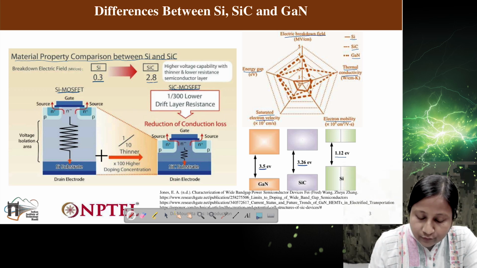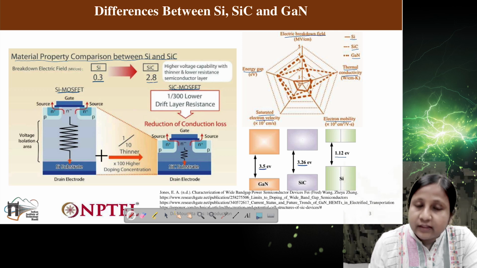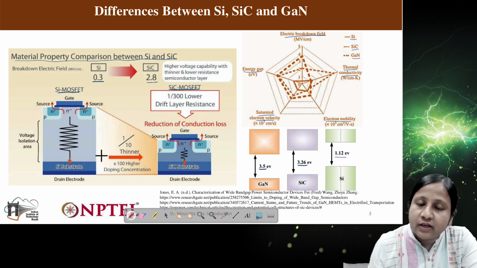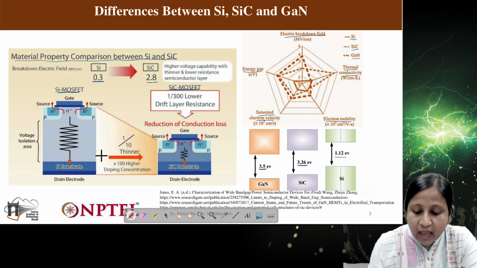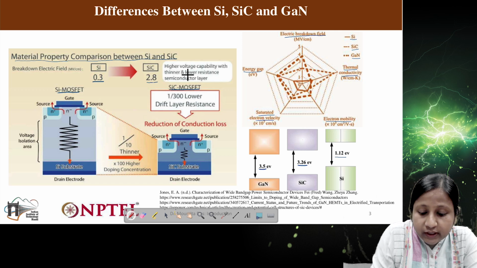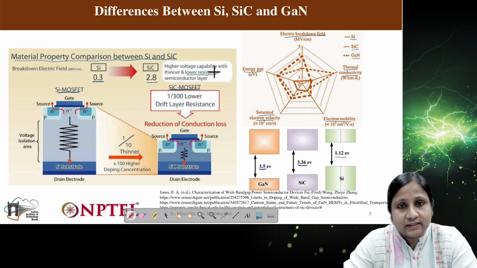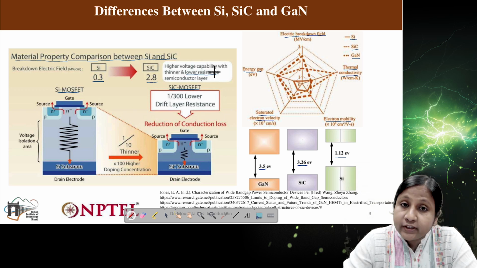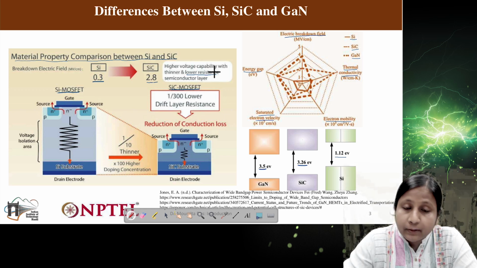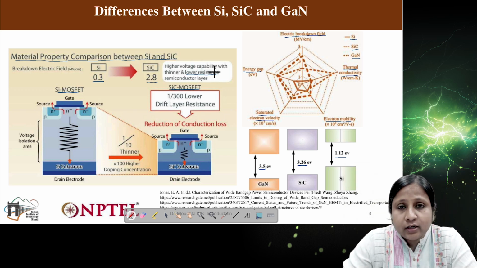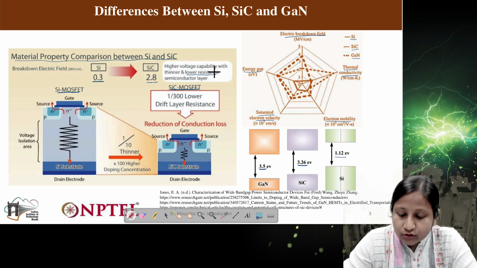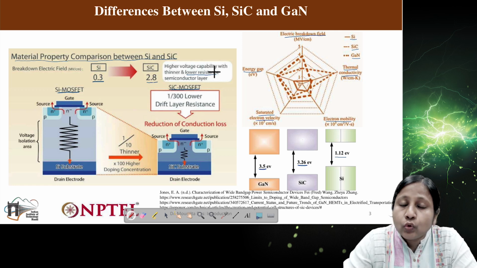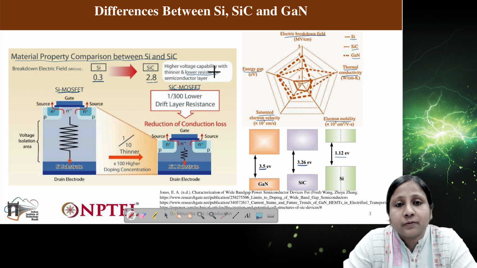This means for the same rating, the size of the device will be much lower, and it will also have lower resistance, so the losses will also be much lower. The voltage breakdown capability of silicon carbide will be much higher than that of silicon for a comparable size. So this is the main motivation to look for this kind of wide bandgap devices.